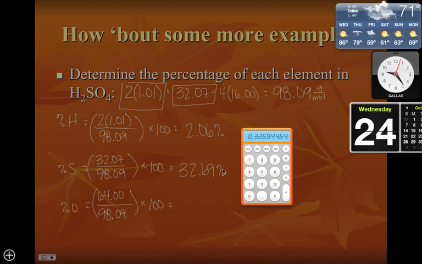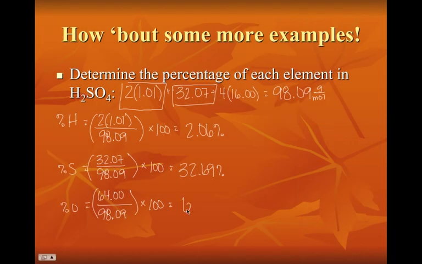And then finally for our oxygen, 64 divided by 98.09 equals. Move that decimal 2 times, and we get 65.2. We're allowed 4 sig figs, so 65.2. We've got a 4 followed by a 6, so this 4 is going to become a 5, so 65.25.